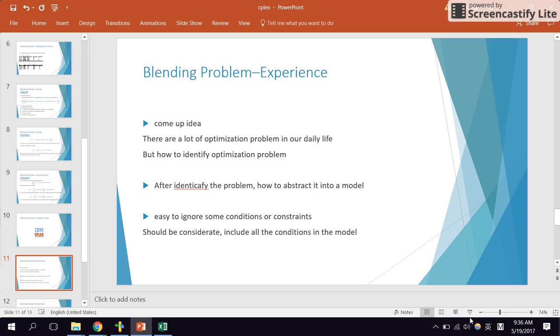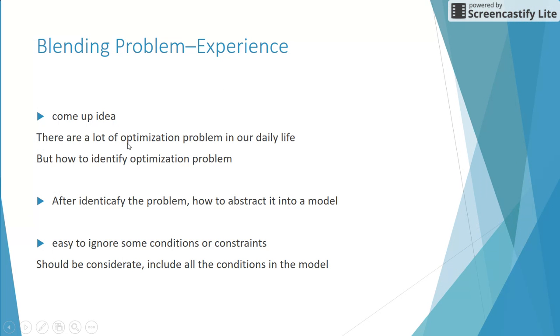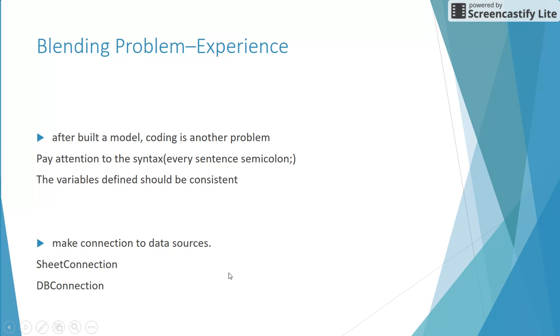Next, let's see what I learned from this experience. First, it's a little bit hard to come up with an idea, because there are a lot of optimization problems in our daily life, but how do you identify an optimization problem? And after you identify the problem, it's hard to abstract it into a model. It's easy to ignore some conditions or constraints, so we should be considerate enough to include all the conditions in the model.